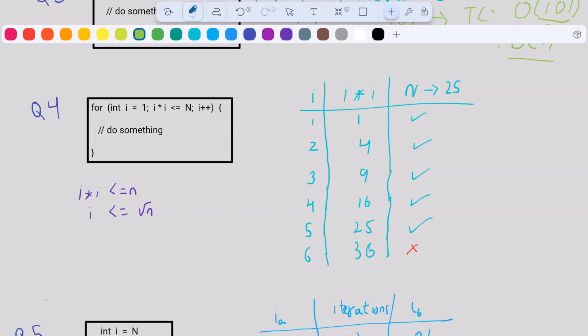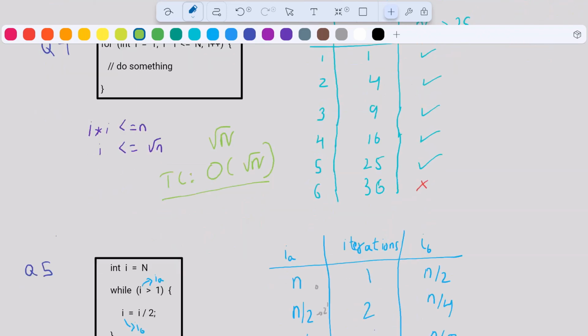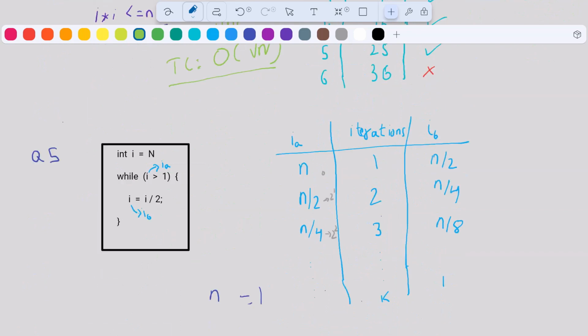So how many times will the iteration go on? Iteration will run for root n times. So what will be the time complexity for this expression? This will be order of square root of n. Okay, now just proceed further with some other example.